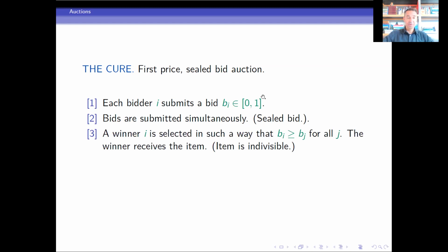And how is the winner selected? The one who gets the item, that's the one with the highest bid. So you can think of this as a kind of replacement of allocating to the one with the highest valuation. That is what you would want to do, but you can't because you don't know the valuations. So instead you let people submit bids, and then you allocate to the one with the highest bid.